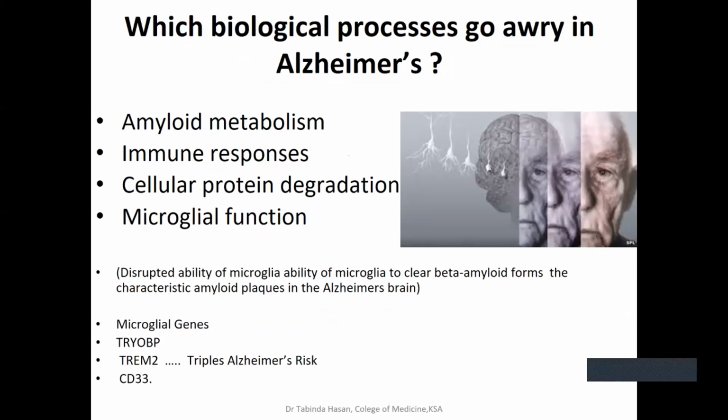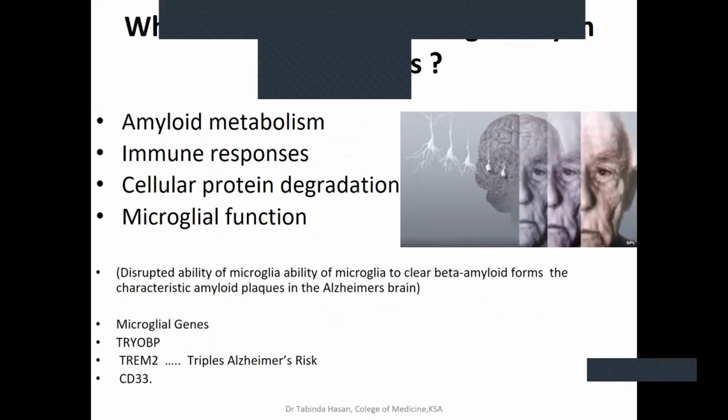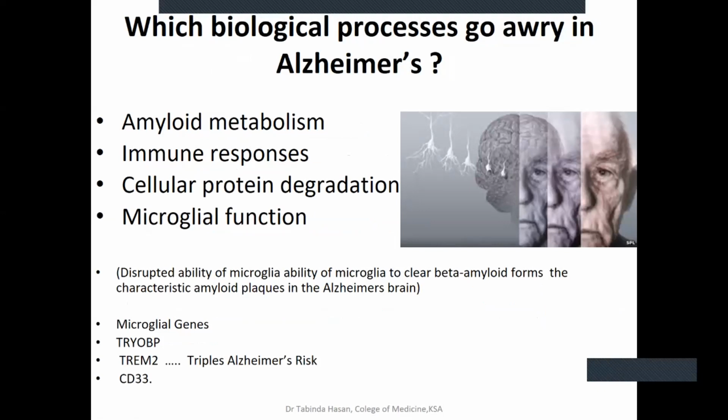Now we have been talking a lot about Alzheimer's and the genetic basis of Alzheimer's. Let's talk a little bit about what biological processes go haywire, go awry in Alzheimer's. So what is different between a normal brain and an Alzheimer's brain, of course, at the functional level? Amyloid metabolism. In the Alzheimer's brain, this is highly disrupted. It is slowed down, and all the amyloid that is present is not metabolized, and that's why it's not removed.